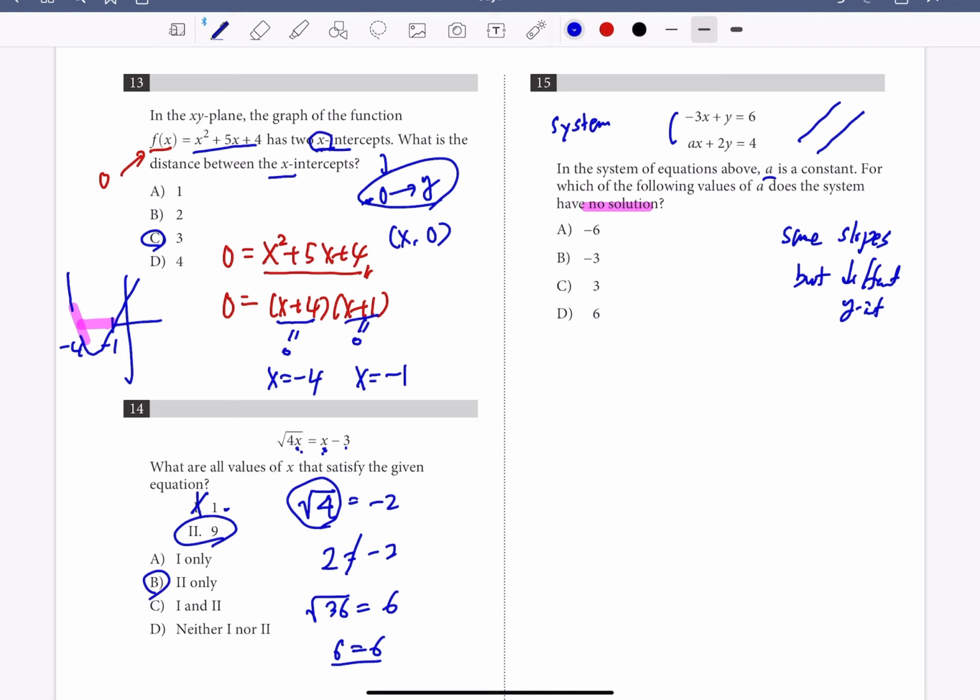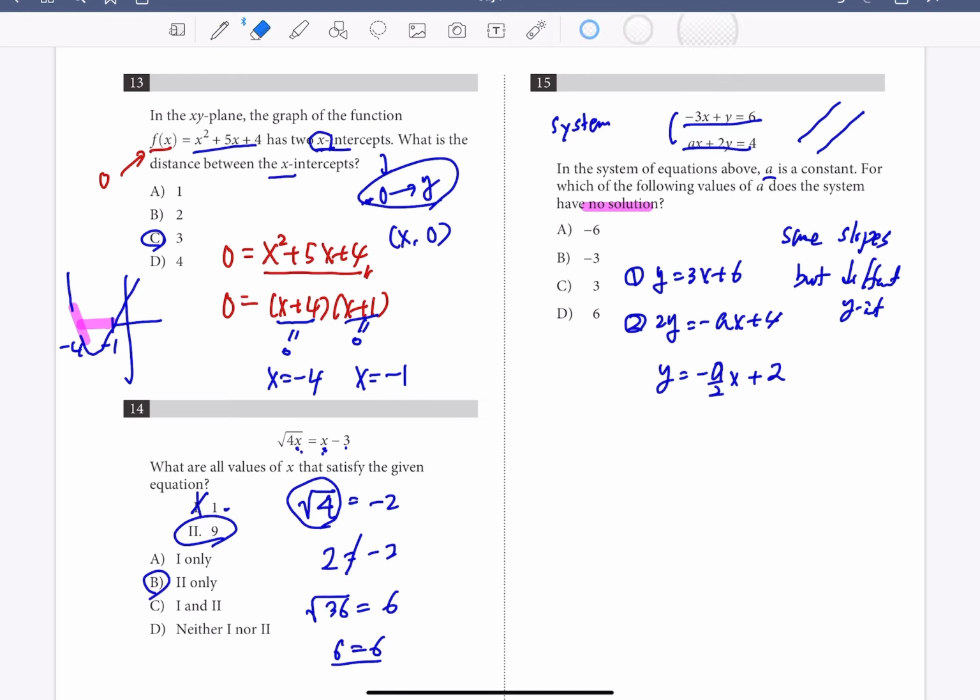All right. To compare them easily, I'm going to change them to y equals mx plus b form. So the first one is y equals 3x plus 6. The second one is 2y equals negative ax plus 4. You divide both sides by 2, so y equals negative a over 2 x plus 2. And then you make both slopes equal. 3 and negative a over 2 equal. They already have different y-intercepts.